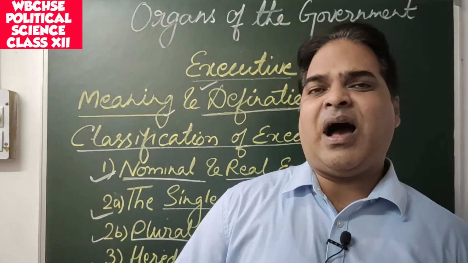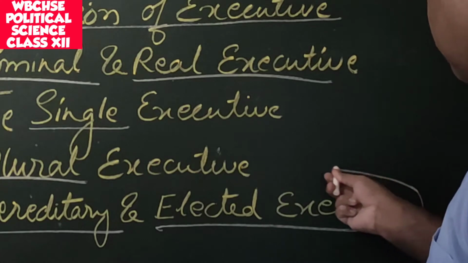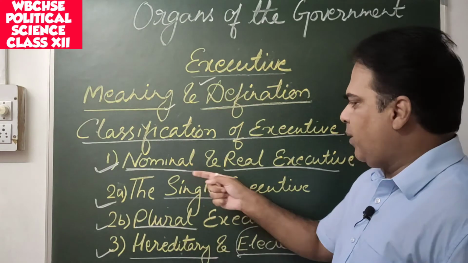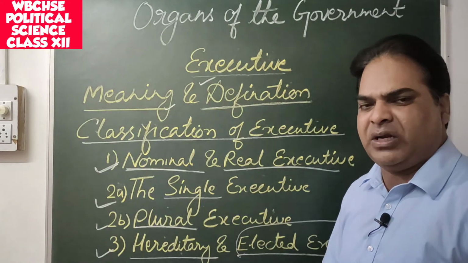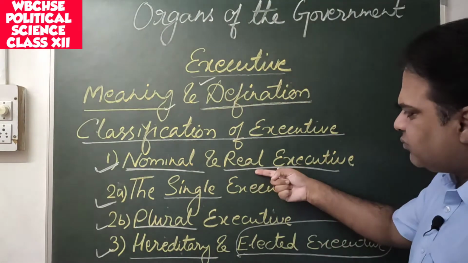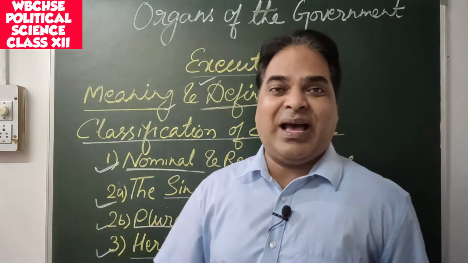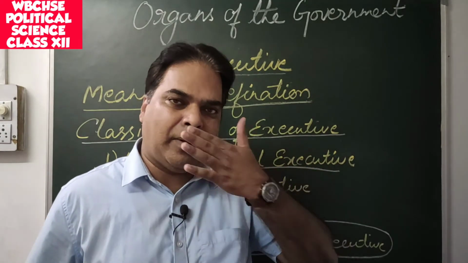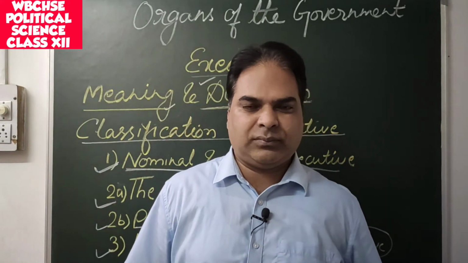Got it? Then the last one we have, which is very, very important, is the elected executive. The executives which are elected by the people, though nominal or real. In the case of India, the nominal executive, that is the president of our country, is also elected by the people indirectly, and the real executive, that is the prime minister and the council of ministers, are elected by the people of India directly. So elected executives are the ones elected by the people of the country, either through direct election or through indirect election. Got it?